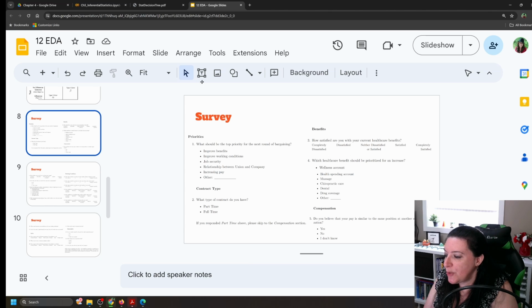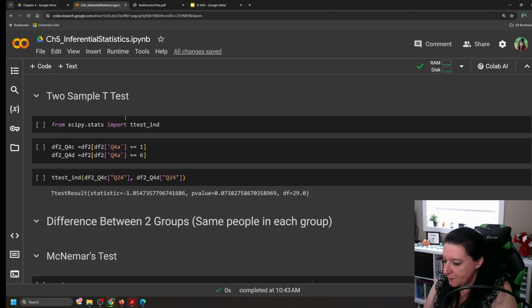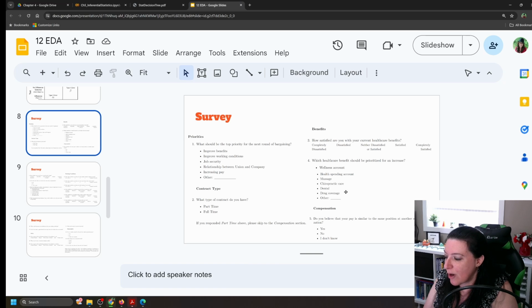Now, in order to do these two groups, what we have to do is pick two categories. So we can only have two groups. So what we're going to do is we're going to take 1 and 6. Drug coverage is going to be one group and wellness account is going to be the other. So we're going to look at those people who prioritize wellness and those people who prioritize drug coverage. Is there a difference in how long they've been at the organization?